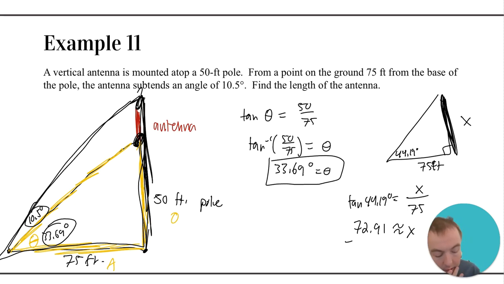And then you just need to subtract away the 50-foot pole, telling you that then 22.91 feet is going to be the length of just that antenna then.